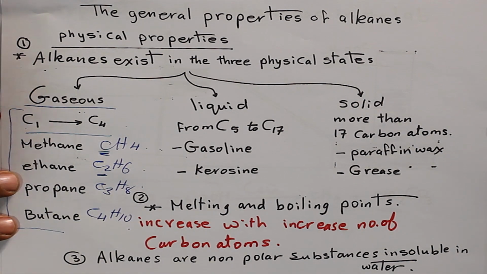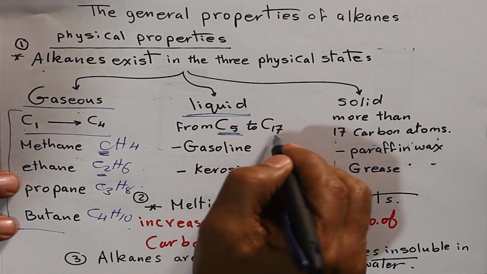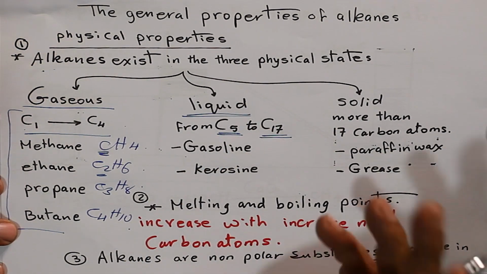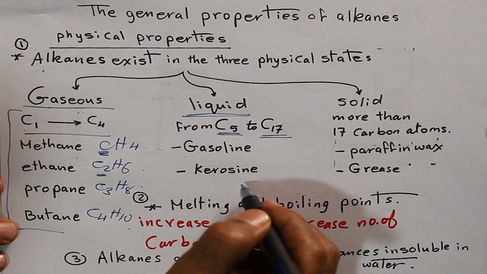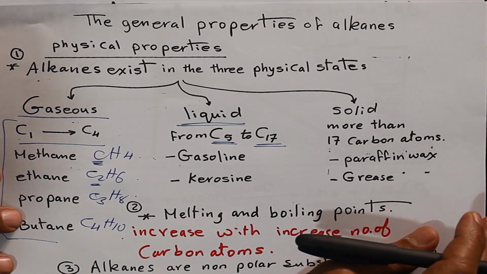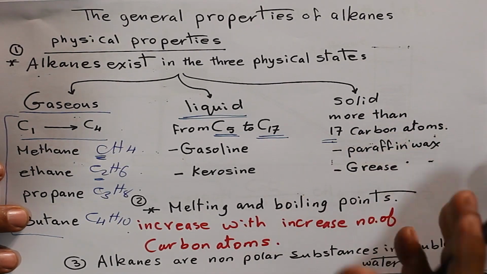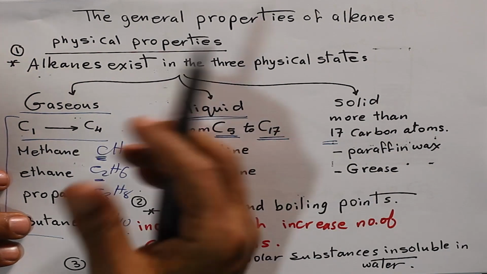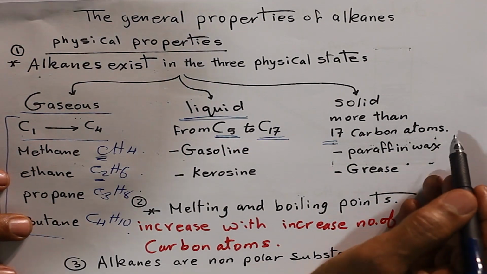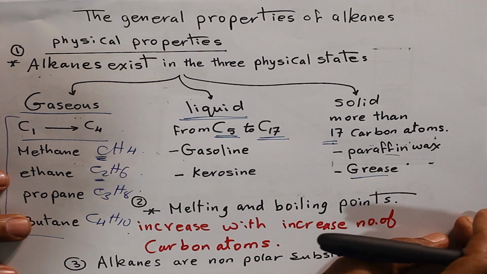With an increase in the number of carbon atoms, it becomes liquid from C5 to C17. As examples, gasoline and kerosene. Gasoline is used as a fuel for cars. Solids are more than C17. If we have more than 17, the molecule becomes bigger and it will form in solid form as wax or grease.